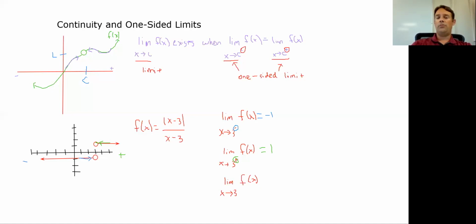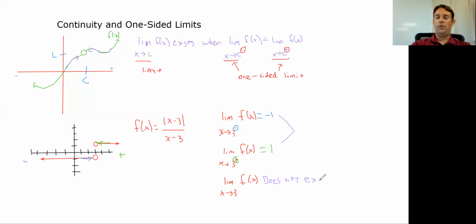But now on this last one, I'm asking, what is it just when x equals 3? Well, if you notice, since these two right here aren't in agreement, they're not the same, that means even though we can find a one-sided limit, we can't find the actual full limit. So we'd say that this does not exist.